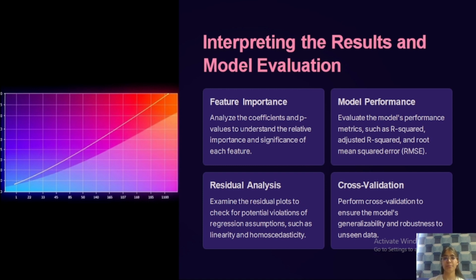Now we have the results and model evaluation: feature importance, model performance, residual analysis, and cross-validation. Feature importance is analyzing the coefficients and the p-values to understand the relative importance and significance of each feature. Model performance: evaluate the model performance metrics such as R-squared, adjusted R-squared, and root mean square error. About model performance we learned in a previous video; you can refer to that for further details. Cross-validation: perform cross-validation to ensure the model's generalizability and robustness to unseen data.